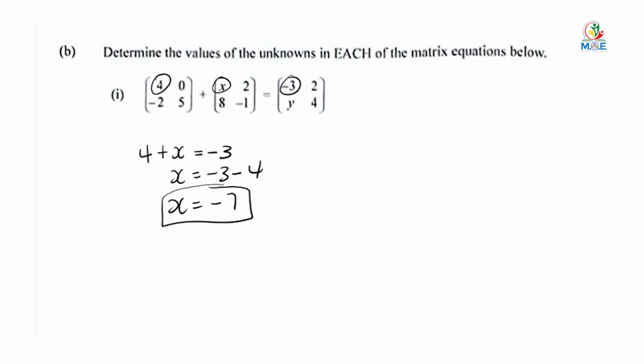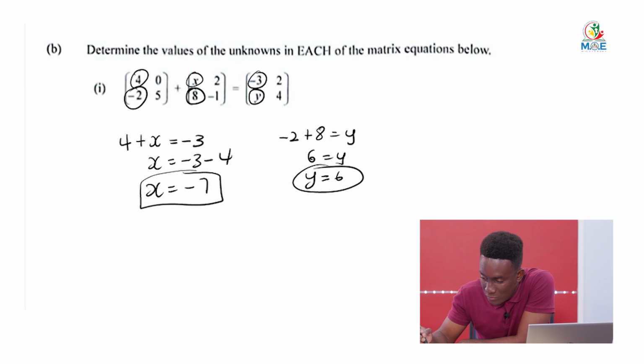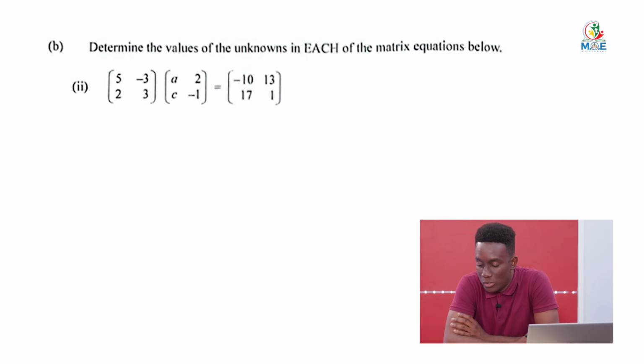That is the value of x. And the next one, y. So we have y here, so here and here. So we can say negative 2 plus 8 is equal to y. So negative 2 plus 8 would be a positive 6, so y is equal to 6. That would be the value of y, and that would be the value for x. As easy as that.